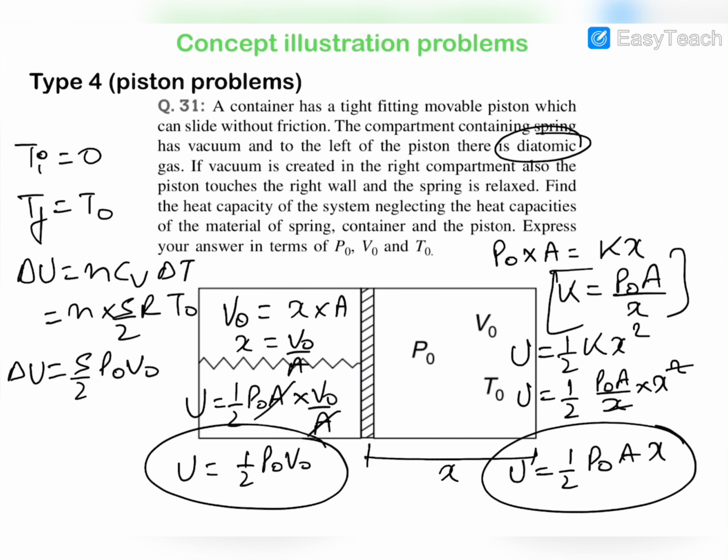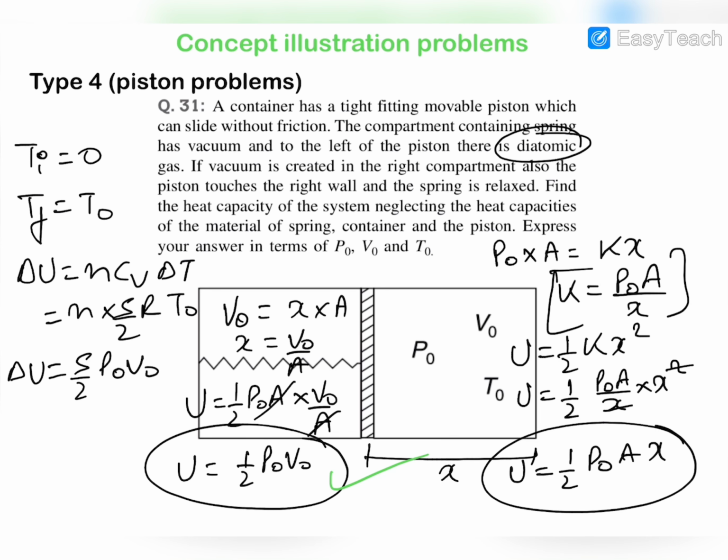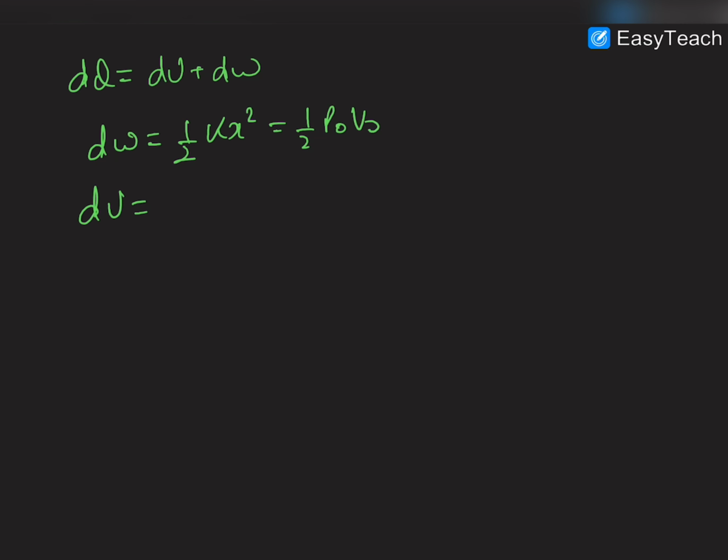And we can see that the heat supplied can be written as dQ, equal to dU plus dW. Now dW is the work done against the spring, which is half kx squared, and we have already calculated the value of kx. So the value of half kx squared is half P0V0, and dU is 5 by 2 P0V0.